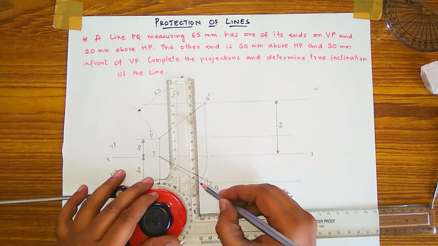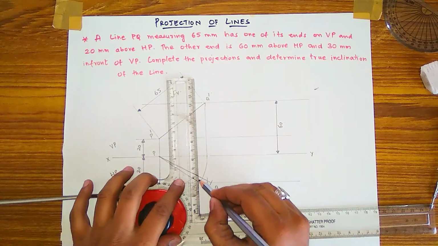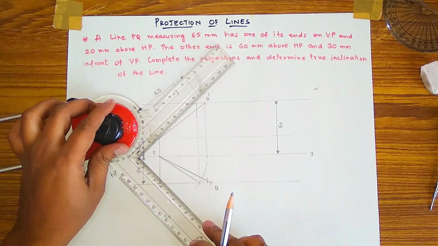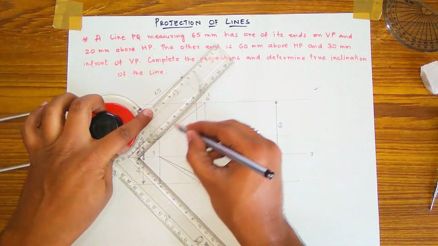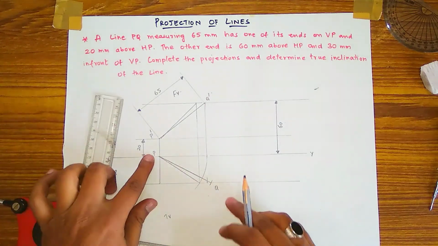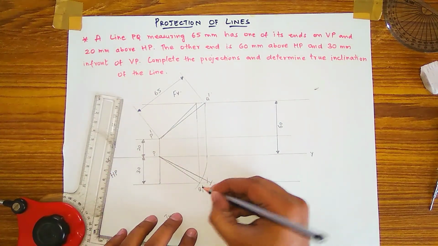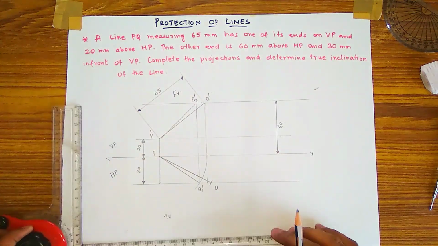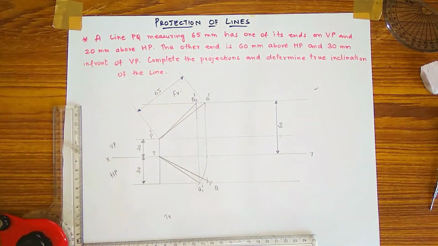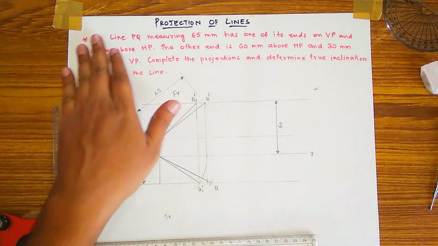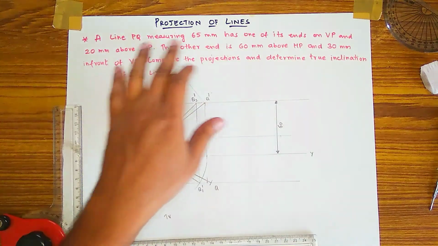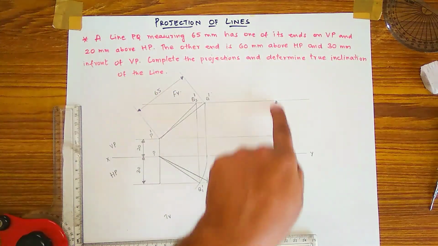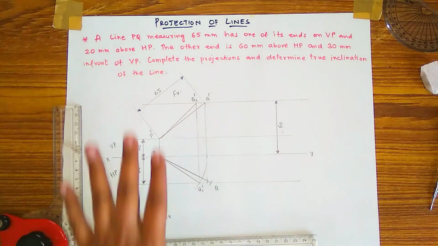Then from this small projector end you have to take a straight line till here, and you will get another front view projector line, and you have to darken that also. And this is PQ, this is Q1 dash and this will be Q2 dash. Now according to the question, this is the complete solution of this problem, and you have to show all the dimensions as given in the question: 65 mm shown, and 20 mm, 60 mm, 30 mm.